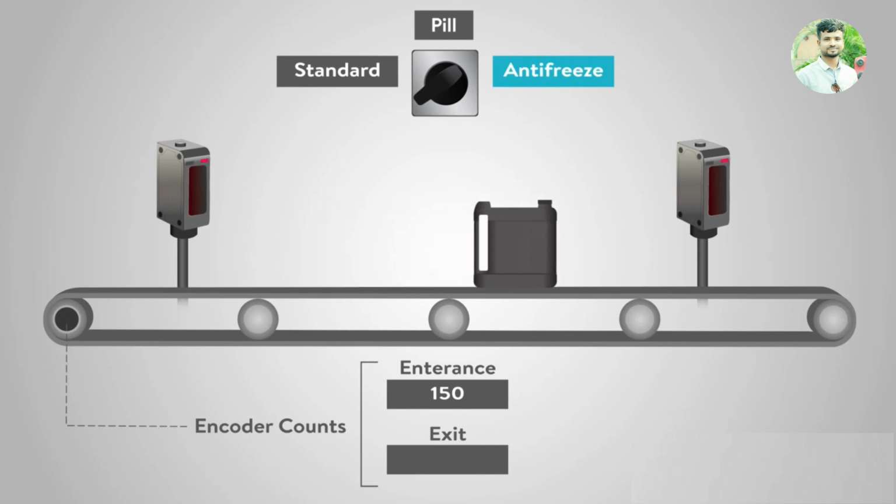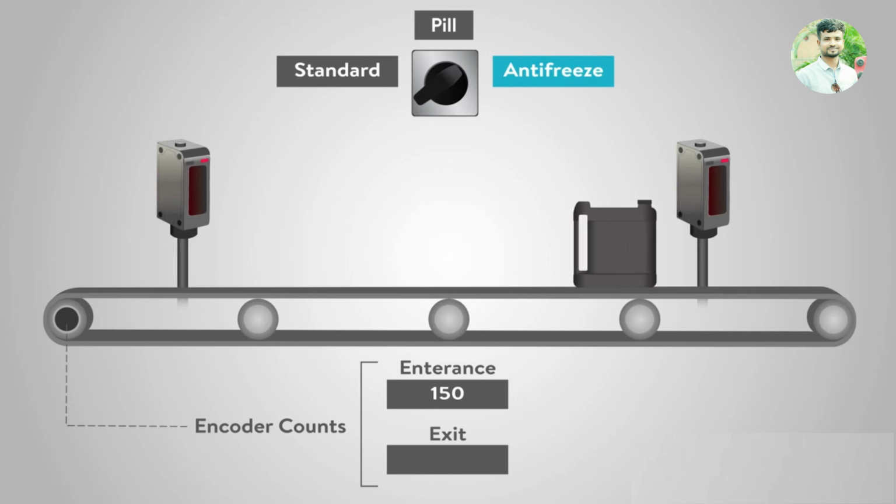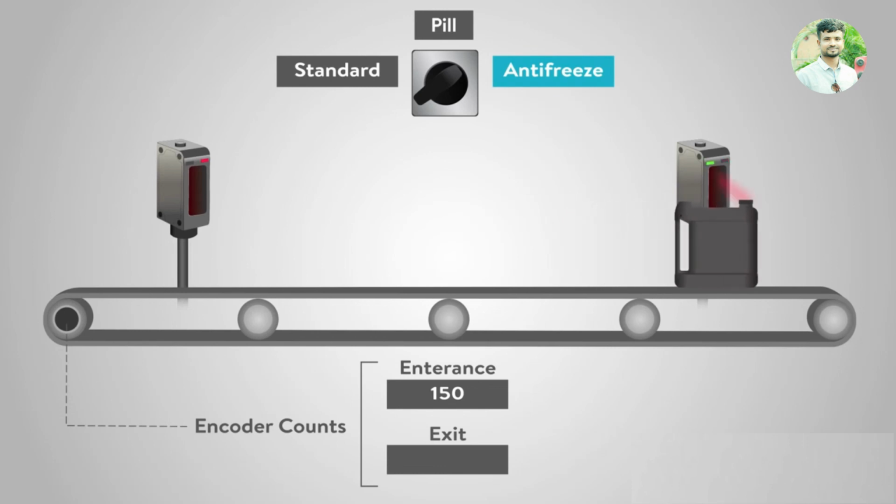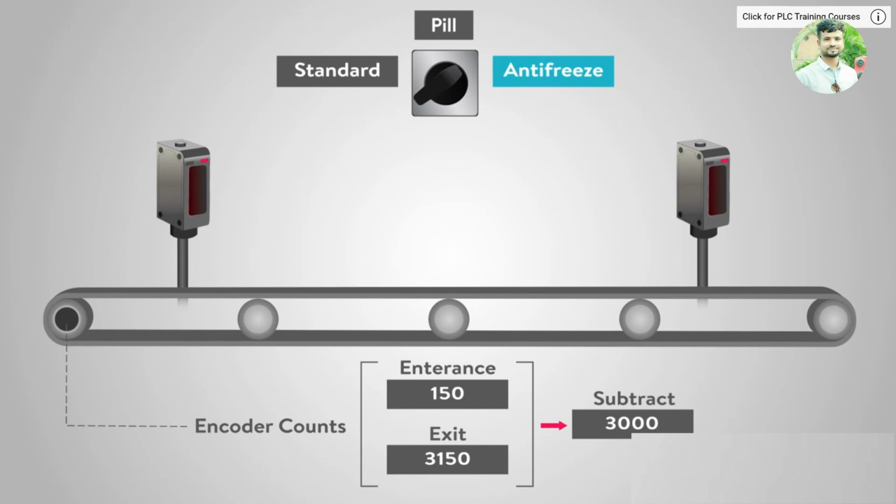The single bottle continues down the line where the exit sensor is triggered. At that point you again record the encoder value. You now have an encoder count that registered the entrance edge and the exit edge. In this code, you subtract the entrance from the exit and you have a bottle count.